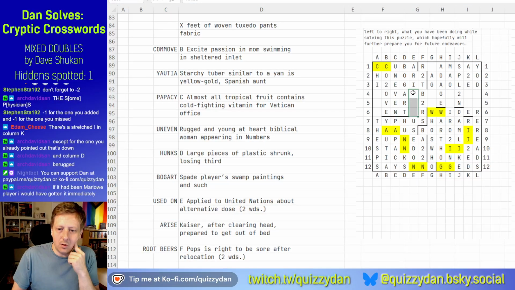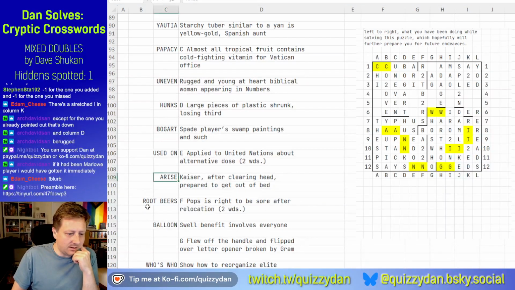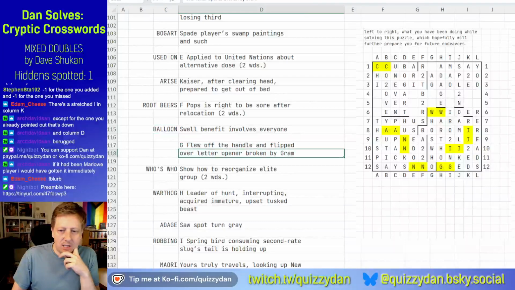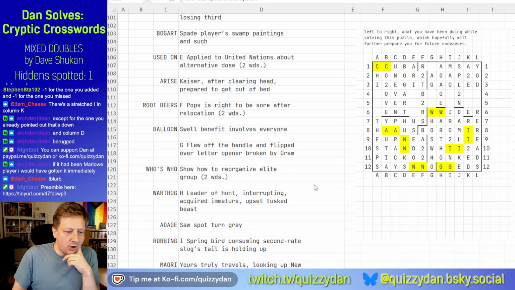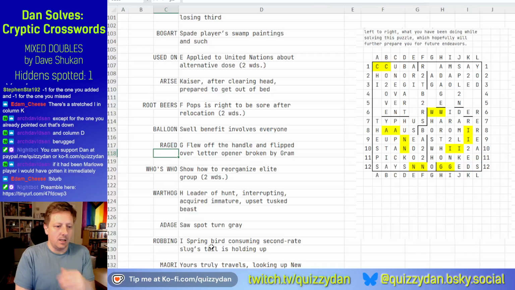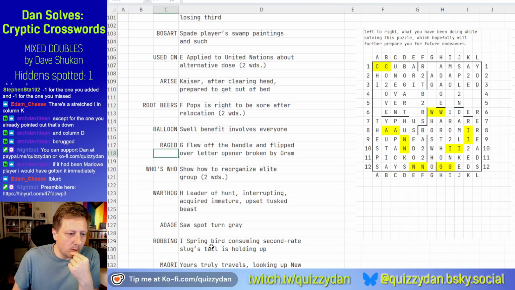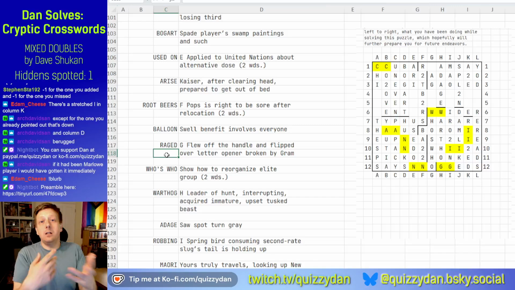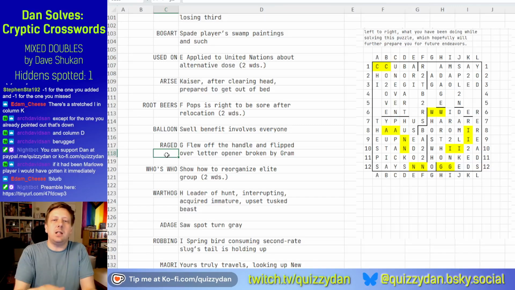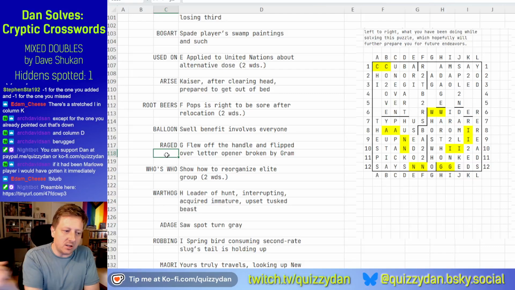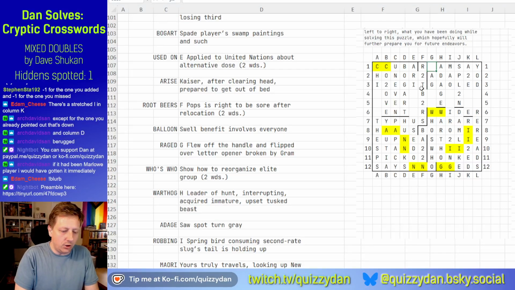Arise. We have a letter being stretched in this column, but we don't know which. Root beers. That's done. Balloon. That's done. G. So raged, probably, for flew off the handle. And flipped over a letter opener broken by Graham. Oh dear, I was thinking like a knife to open an envelope, that sort of thing. No, but dear as in, dear sir, I can't believe that you've let this person stream crosswords, that sort of thing. Reverse it, dear backwards, G for Graham. Raged is therefore your down answer. That's now stretched.